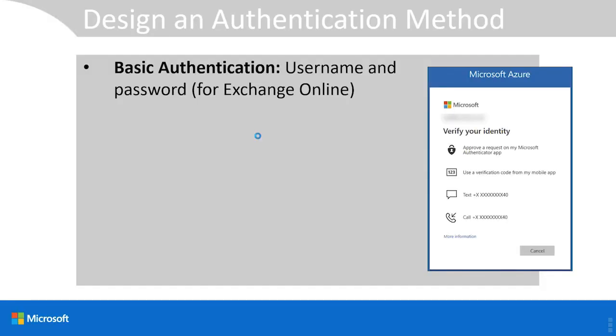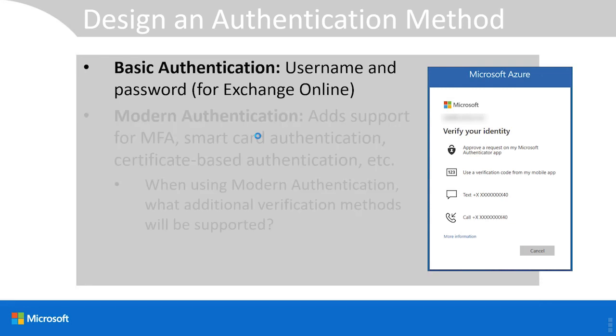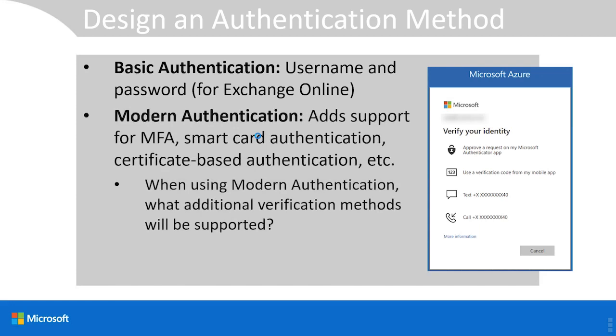We'll start by covering management of authentication. Obviously, authentication is a critical part of any secure Microsoft 365 deployment, and there are a number of important decisions to make when you're configuring your tenant. One option for Exchange Online authentication is to use basic authentication, which simply involves requiring the user to enter a username and password. However, in the current security climate, it's strongly recommended that you consider using modern authentication.